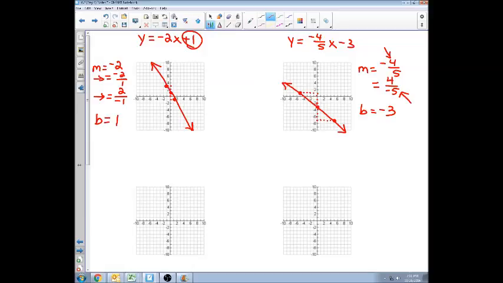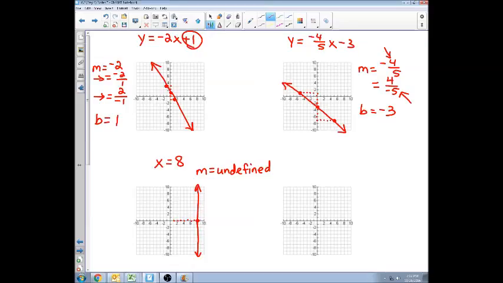Let's look at our next example. It says x equals 8. Well, from the front side, every time I have an x equals 8, my slope is undefined. I'm going to go to 8 on the x-axis. Okay? And every time it's an x equals, I have a vertical line. You need to memorize that. Every time it's x equals, I'm going to have a vertical line.